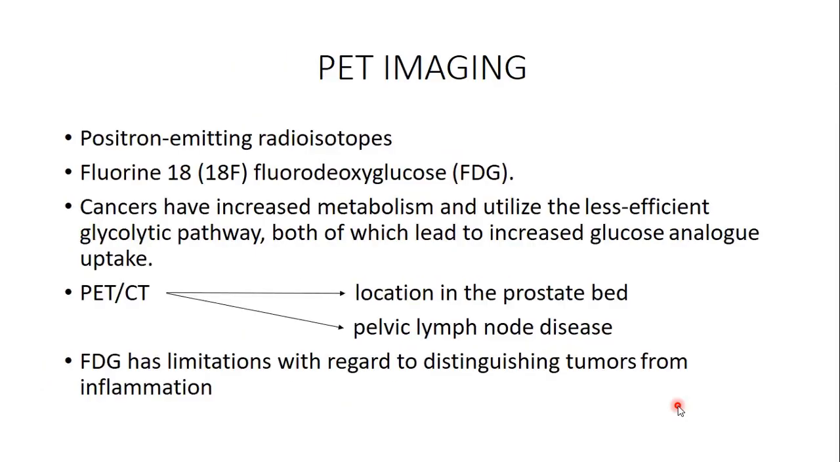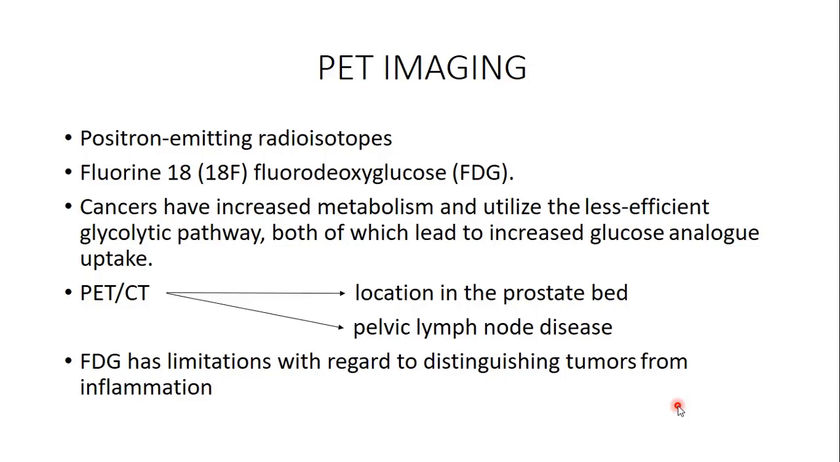PET imaging. Positron emission radioisotopes are used in this imaging technique. Various radioisotopes are used. Most common nowadays is a glucose analog, fluorine-18 fluorodeoxyglucose. We all know that cancer has a high metabolic rate and increased glycolytic pathway activity, both of which lead to an increase in glucose analog uptake.